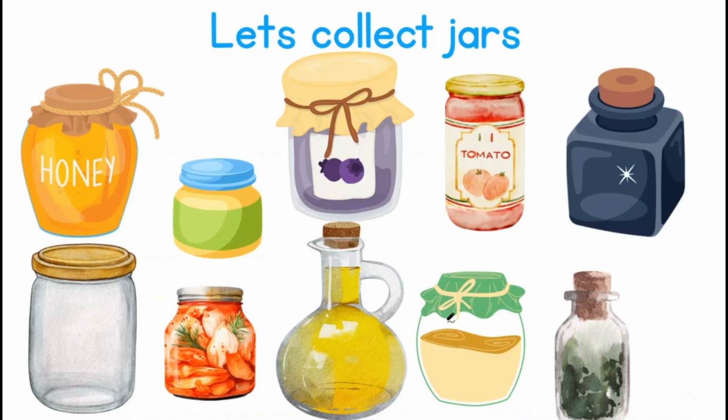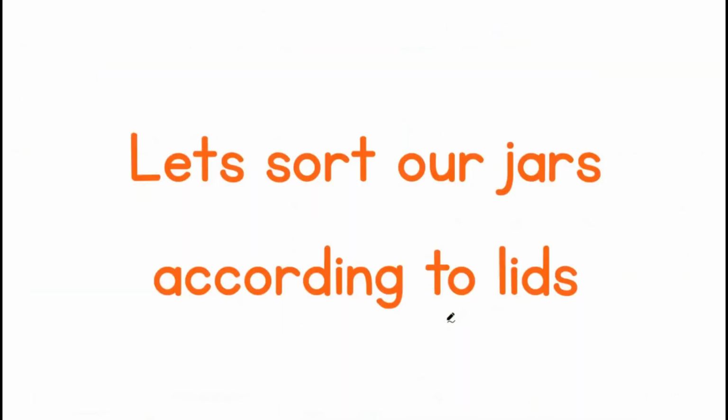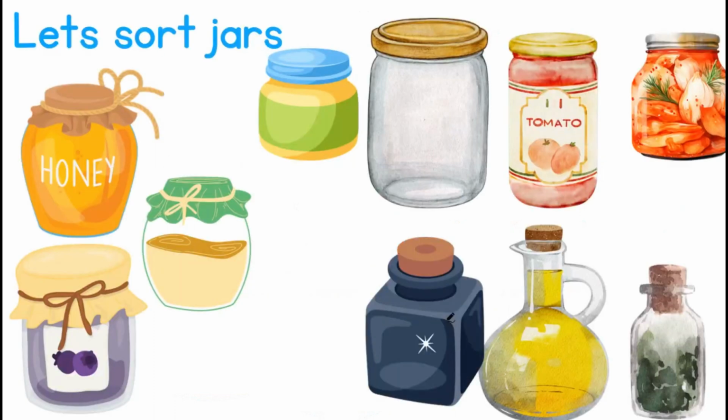How do they close? We have 10 jars and let's see how many different kinds of lids they have. Let's sort our jars according to lids. Here we have 3 jars that close using cloth and a string. On the top here, we have metal lids to close our jars. And at the bottom, our last 3 jars close using a cork.